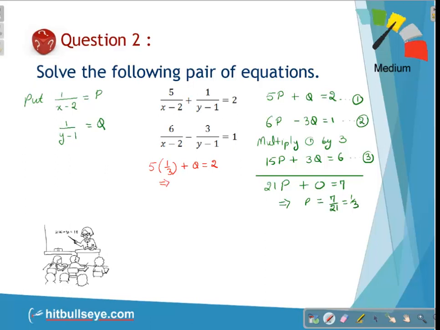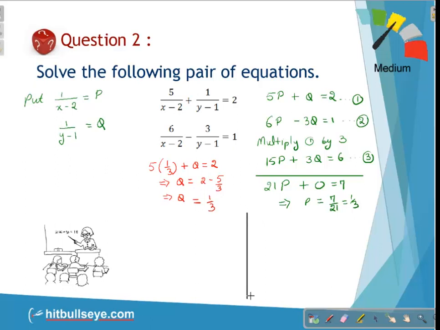This helps me to get the value of q as 2 minus 5 by 3, which gives me the value of q as 1 by 3. Now I'm going to substitute this value of p and q in the equations of 1 upon x minus 2 and 1 upon y minus 1, which I need to solve for.